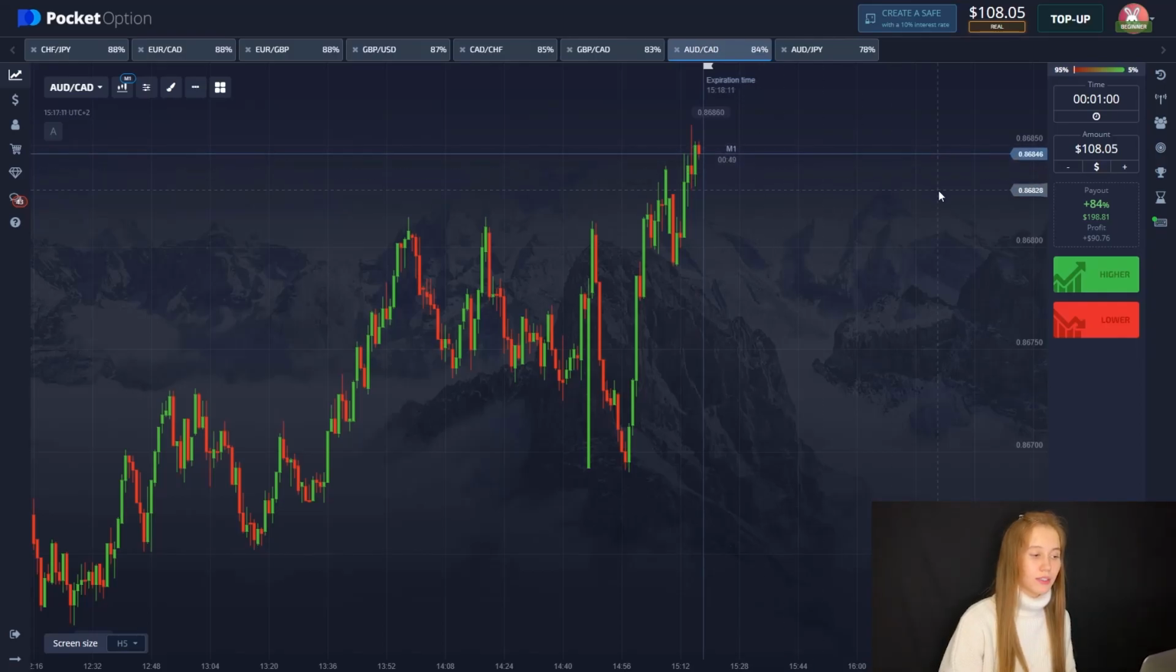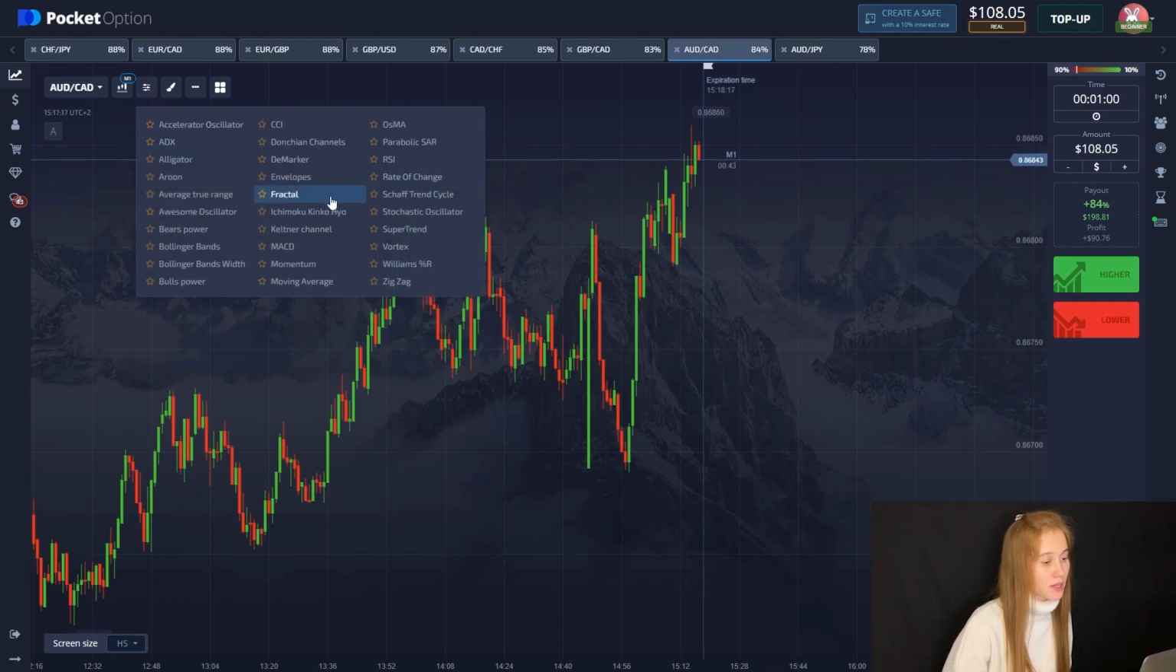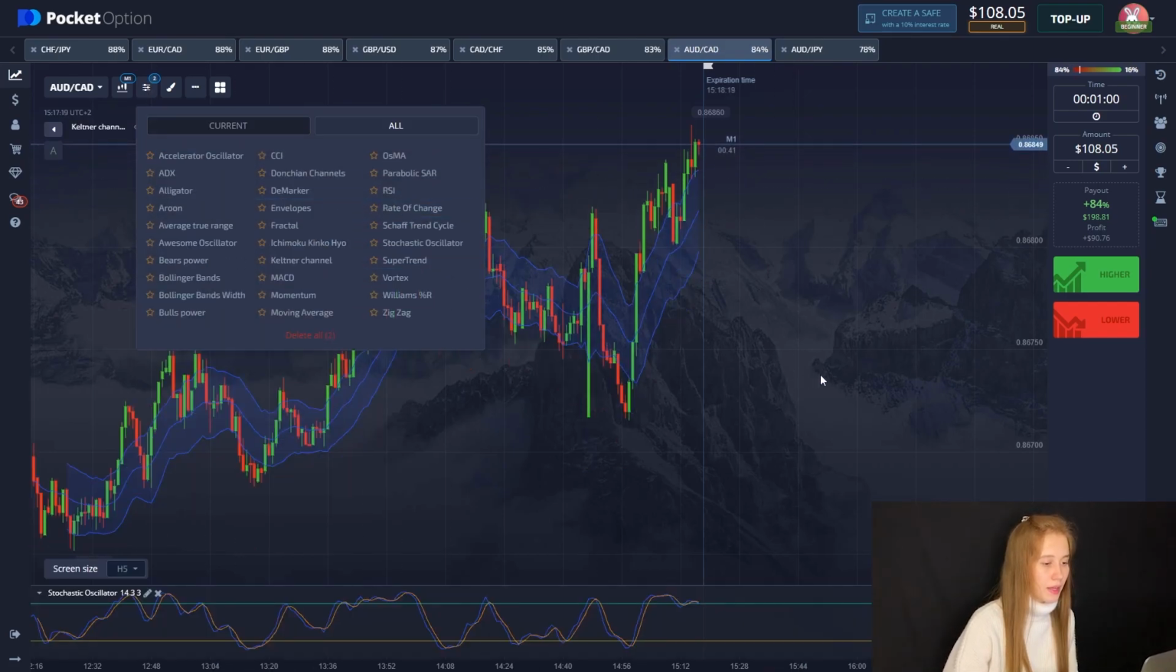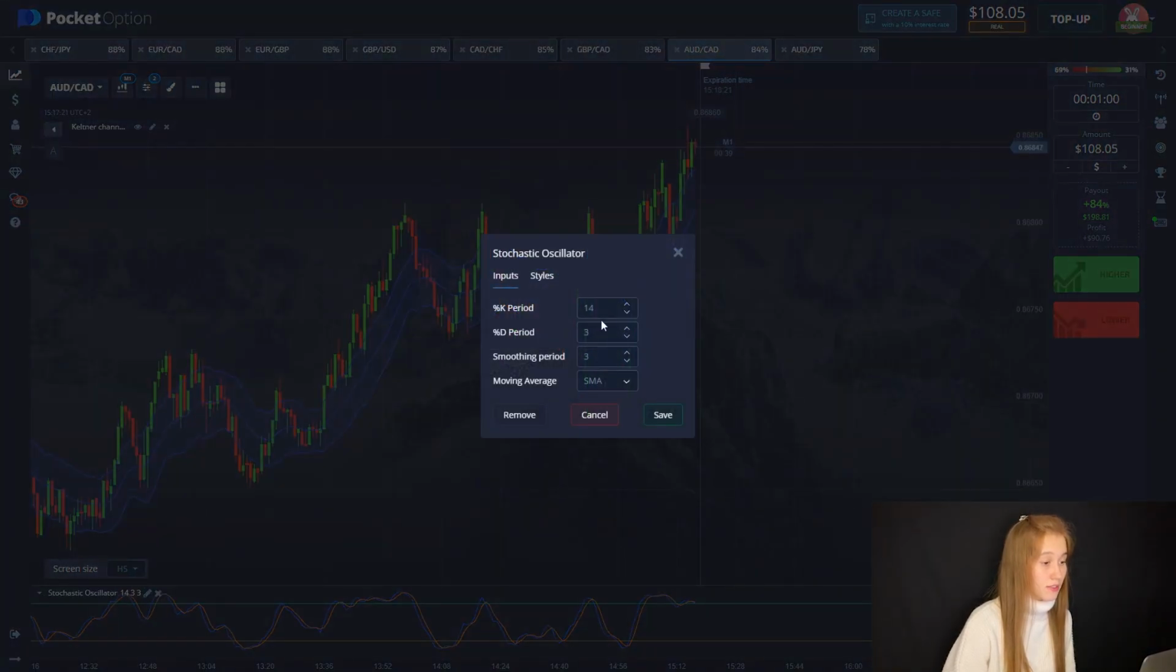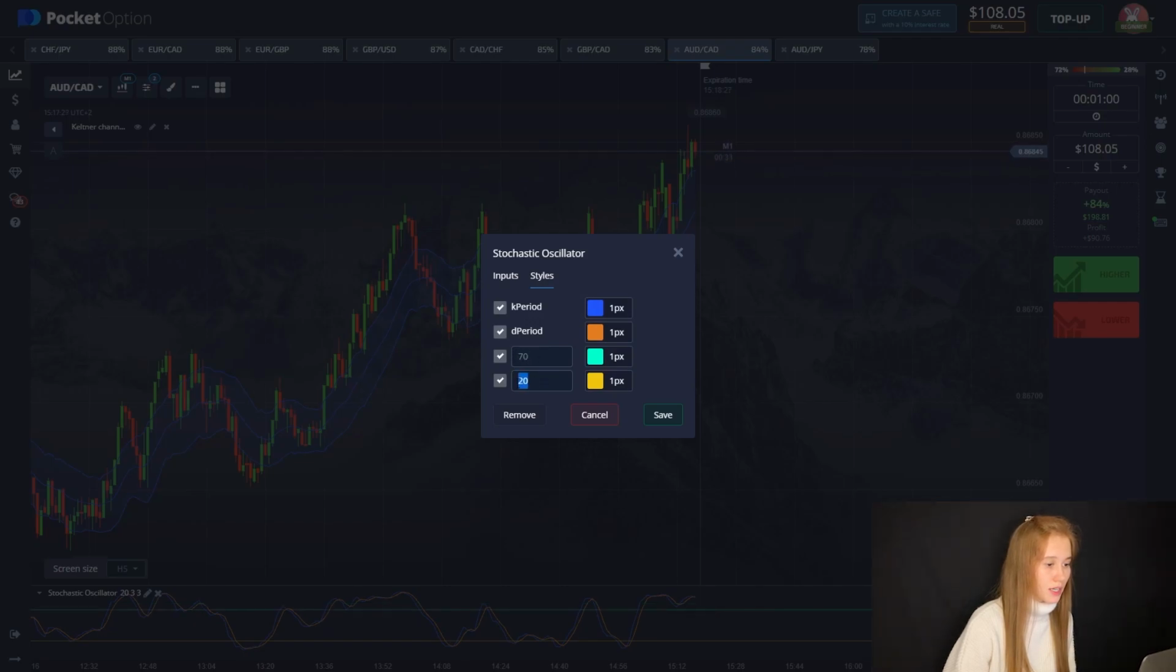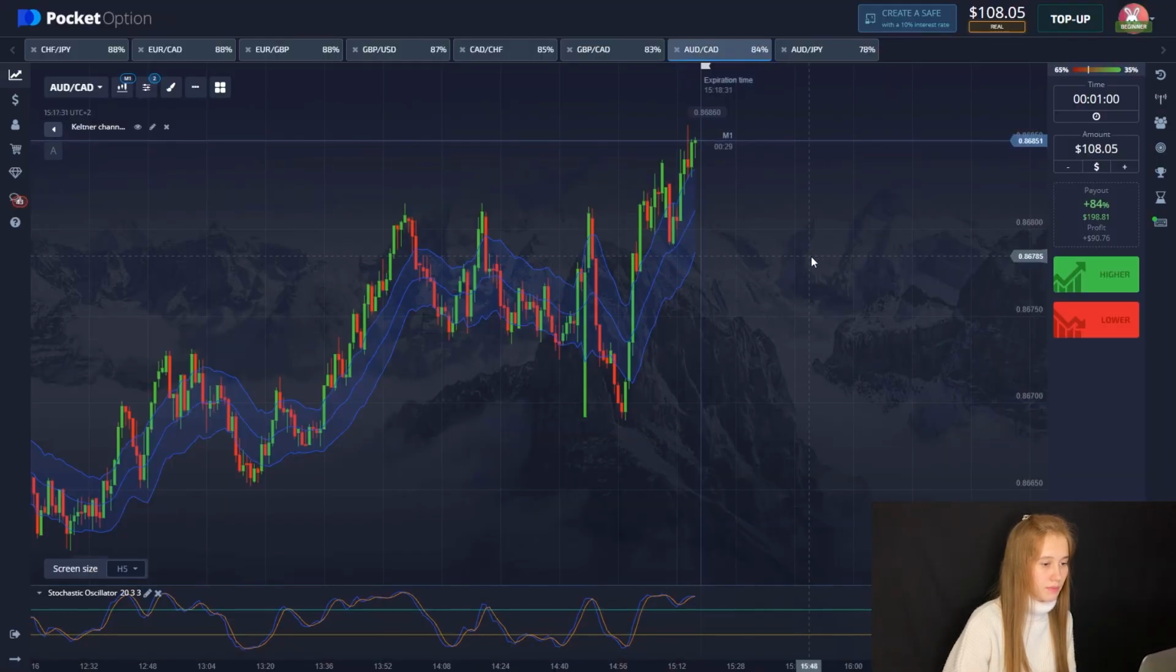Today we have a little over $100 on our balance. We open deals for the maximum deposit time, 1 minute time frame. Let's pick up our indicators. These are the Keltner channel and stochastic. Set the period at 20. Oversold zone 30, overbought zone 70. Leave these settings.